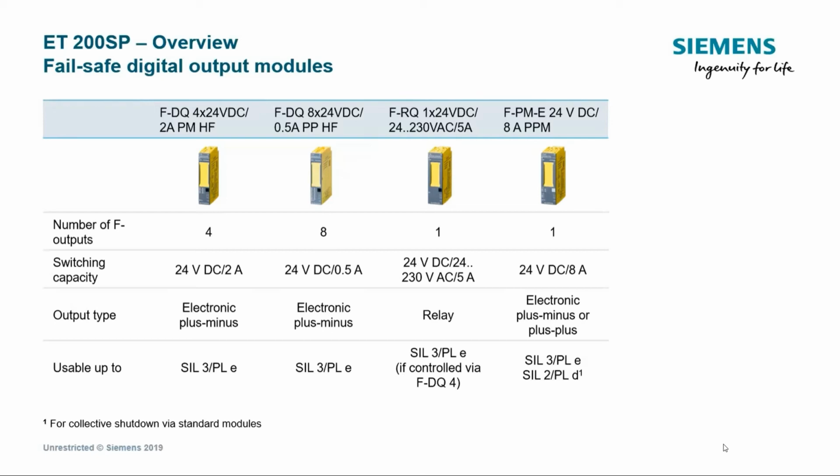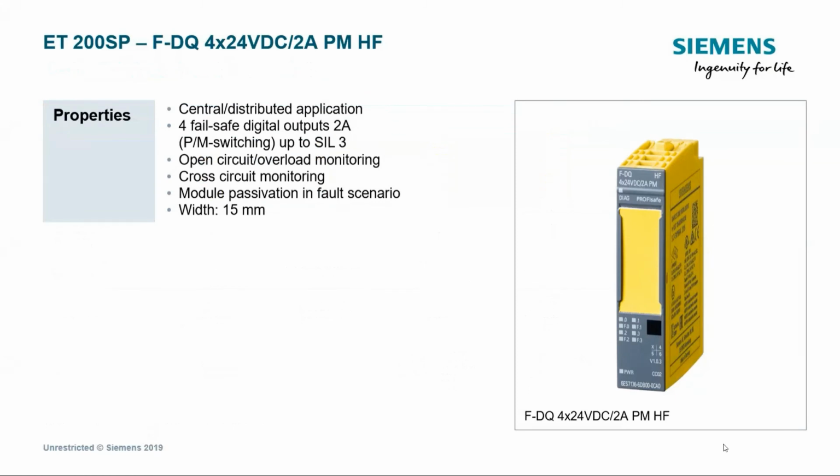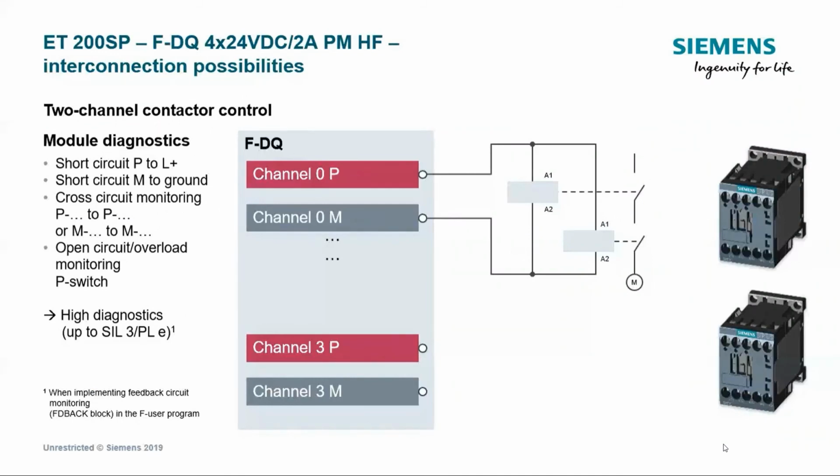In terms of digital outputs, there are a few different types: transistor and relay outputs. There is even a fail-safe power module that can be used in certain applications to simplify things whenever a particular Category level is required. For example, the F-DQ can again be used up to Category 3 or PL E. This is one particular wiring according to the requirements of a Category 3 application.